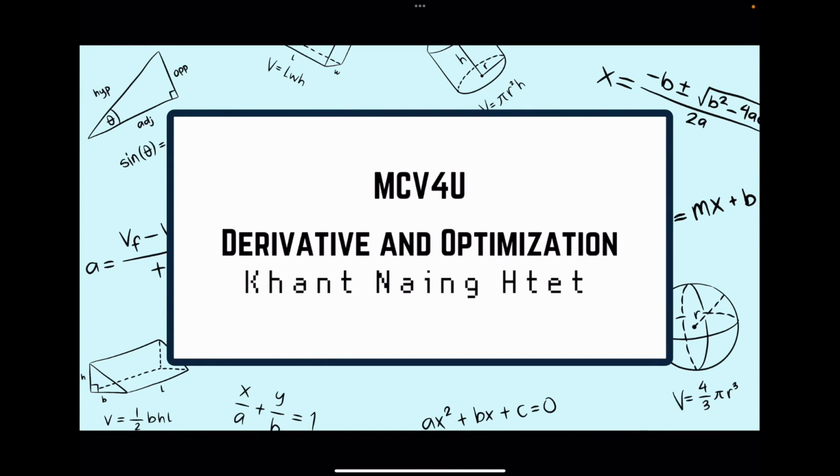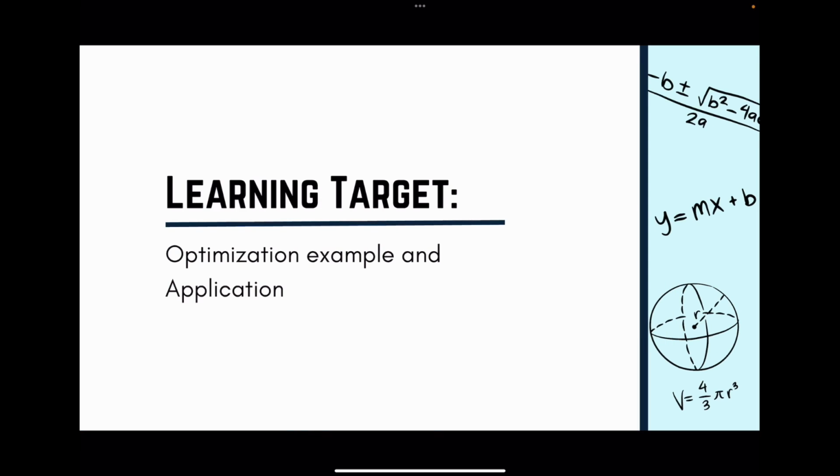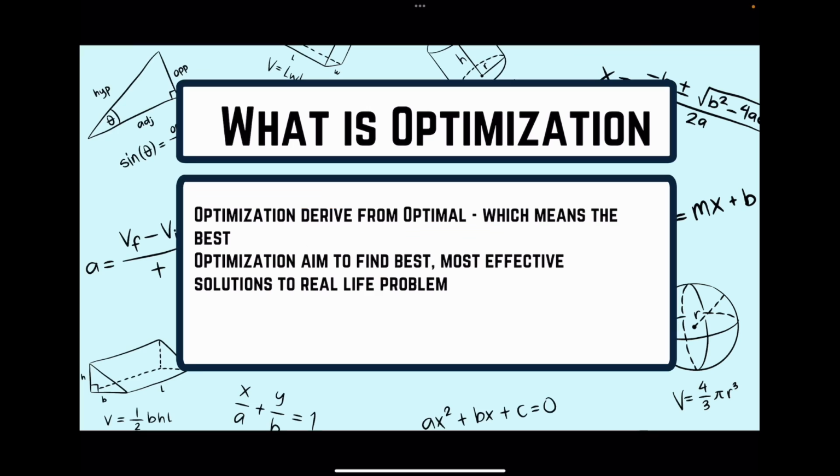In this video, I'm going to talk about derivative and optimization. I'm going to explain how optimization works and how it is used to solve real-life problems. All right, first of all, what is optimization? Optimization derived from the word optimal, which means the best. Optimization in calculus is the process to find the maximum and the minimum values. We can use optimization to find the best and the most effective solution to a real-life problem.